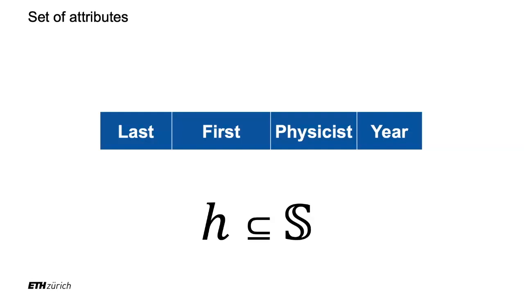Okay, so now we continue on our reasoning. I can consider sets of attributes, right? For example, this is a set of 4 attributes. Since we said that attributes are strings, then a set of attributes is just a subset of S, the set of all strings. It's a set of strings.